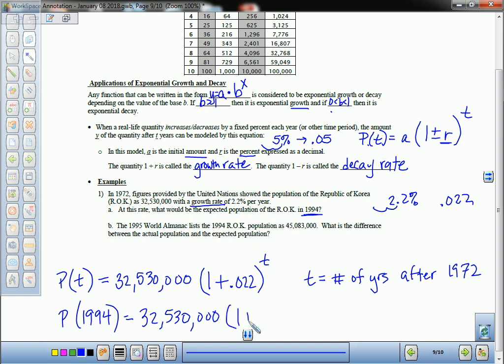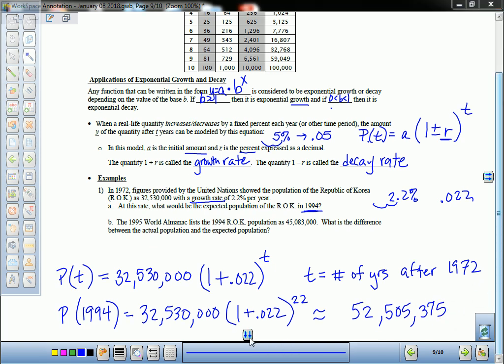For the time, because it is 22 years after the initial year, what we would plug in for T is 22. And so we would get an approximate population of 505,375 people. That's what our population would be in 1994.